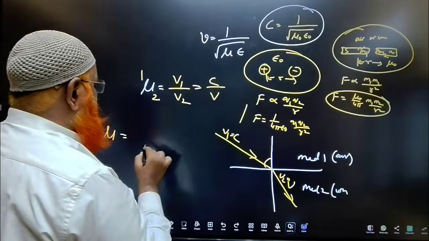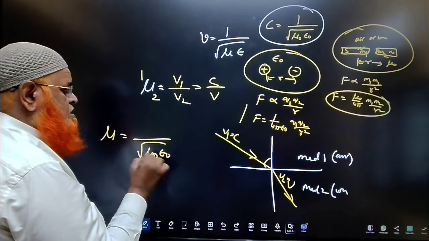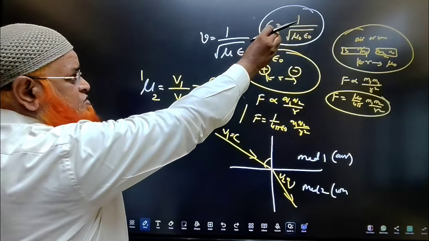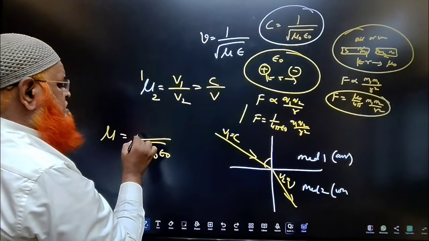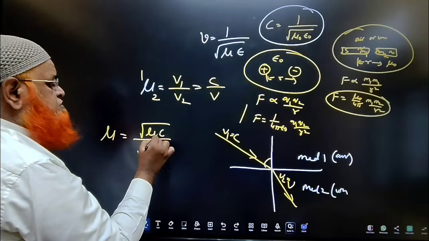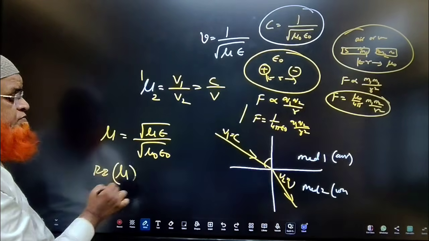C means the square root of mu naught epsilon naught. C is on top, so it comes down. V is below, it is an inverse relation, so it goes up. So what are you getting now? Mu and epsilon. This is called the refractive index, mu.